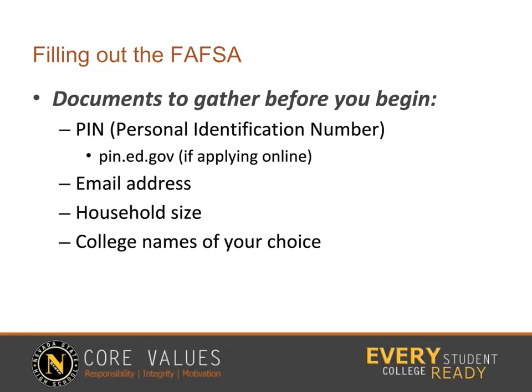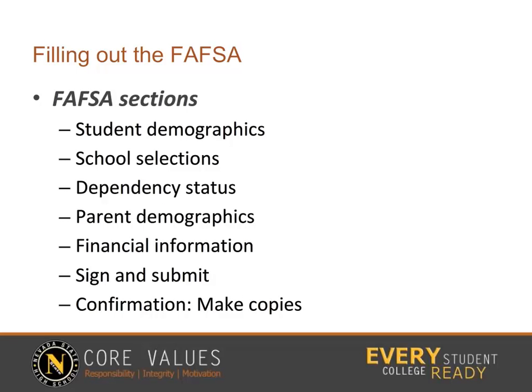If you file online, you will need your PIN to sign the document and submit it. Make sure you have an email address that you check regularly, know the number of people living in your house, and the colleges you are thinking about attending. Click to the next slide when you are ready. There are 7 sections of the FAFSA. Each section requires specific information about the student and the parents, such as demographic and financial data. Click to the next slide when you are ready.